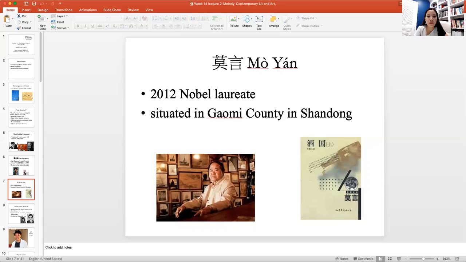Another good example of blending old and new is Mo Yan. Some of you may have heard of him. He's a 2012 Nobel laureate, very famous. A lot of his works are situated in where he is from, Gaomi County in Shandong. He focused on writing his hometown, with its density of people and things to write their own stories, the story of the village people.